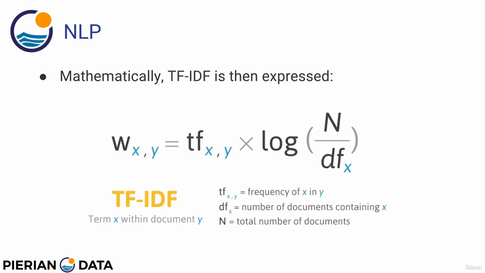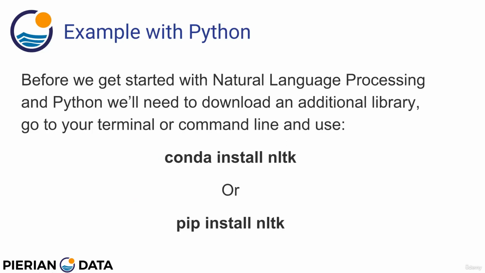Now that we've gone over the theoretical background behind natural language processing, we can begin to discuss how we're going to use Python to do natural language processing. Before we get started, however, we'll need to download an additional library. Go ahead and go to your terminal or command line and use conda install nltk or pip install nltk, depending on what distribution of Python you're using. The nltk library or package is going to allow us to work with natural language or text data very easily.